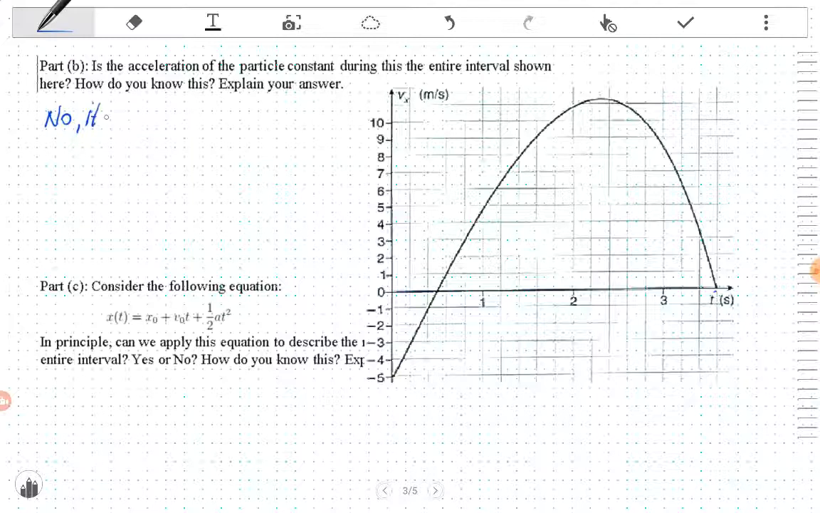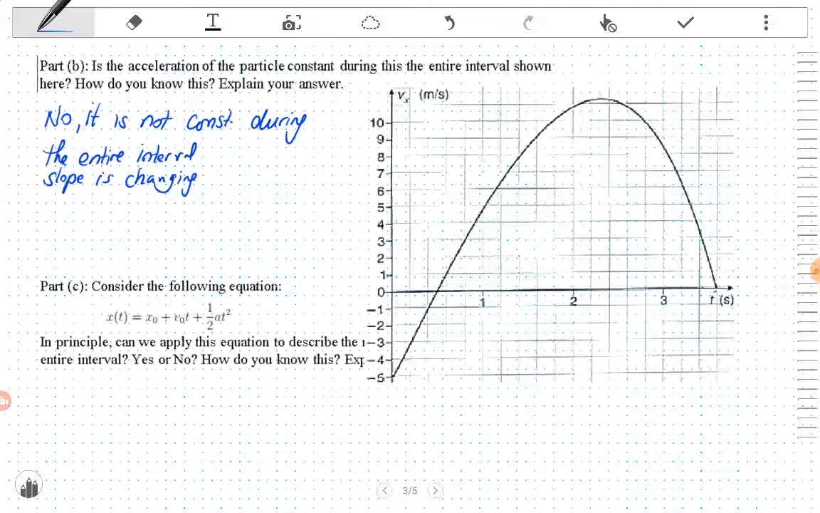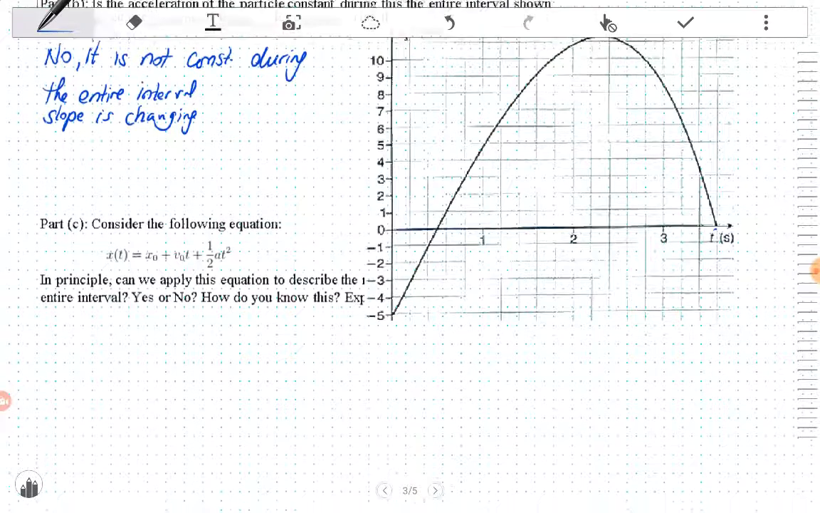It's not constant during the entire interval. How do I know that? I know that from the slope. The slope is changing. Okay. Now let's look at part C.